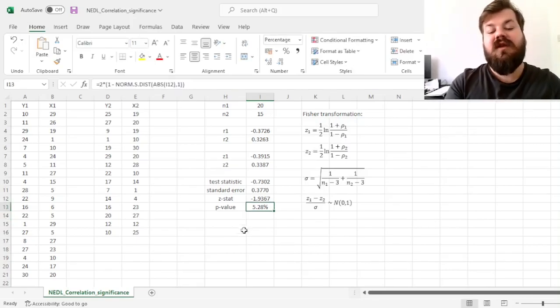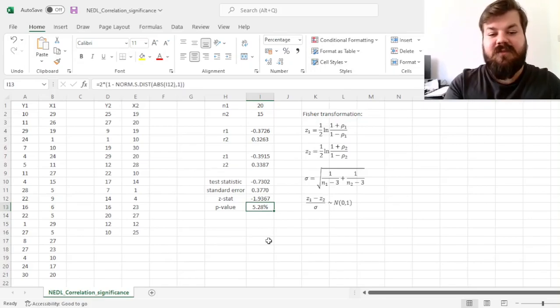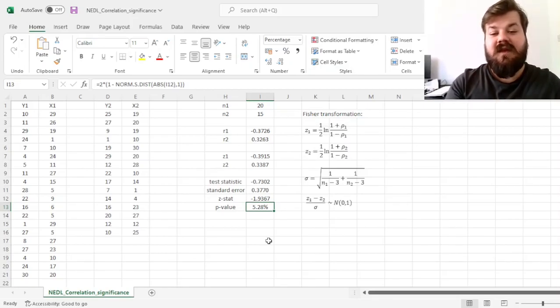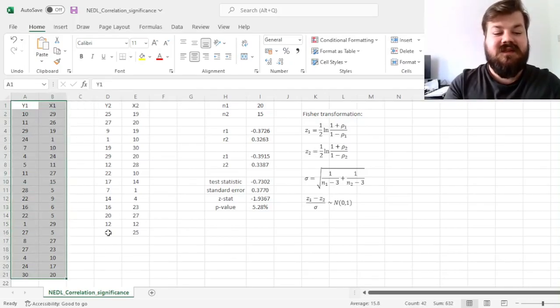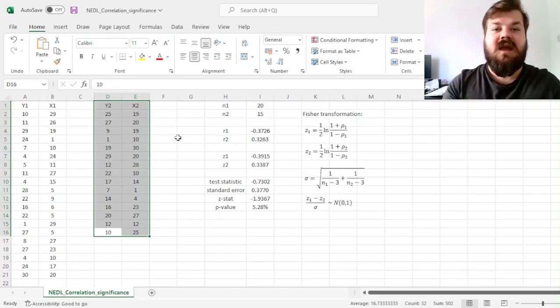And then we retrieve a p-value of 5.28%, meaning that our correlation coefficients, even on such small samples, are significantly different, with the difference being significant at 10%, as this p-value is less than 10%. This means that the relationships between variables y and x in these two data sets are different, are heterogeneous, and we cannot treat those two data sets as the same. And that's all there is for the application of the correlation significance test in Excel.